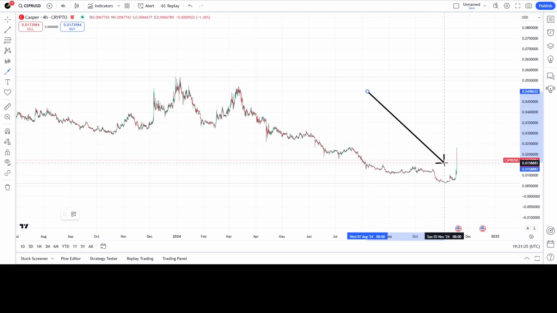Wow, look at the Casper chart, folks. It's happening. So the decline is over. This is the beginning of the bull run. Let me show you why I believe this to be true.